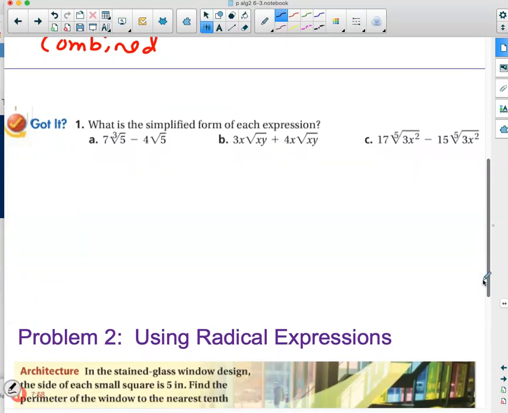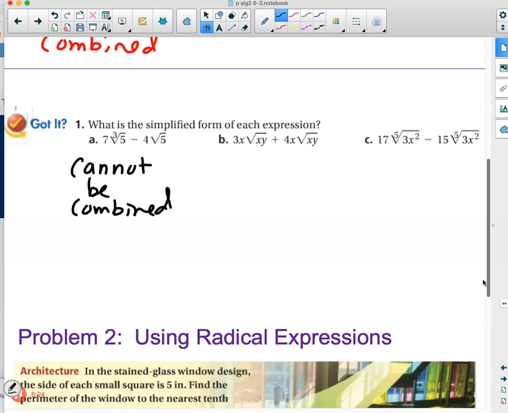What is the simplified form of each expression? 7 cubed roots of 5 minus 4 square roots of 5. Pretty obvious when you read it off, right? Yeah, that one, I can't do it. One's a cube root, one's a square root. No can do. B says 3x square roots of xy plus 4x square roots of xy.